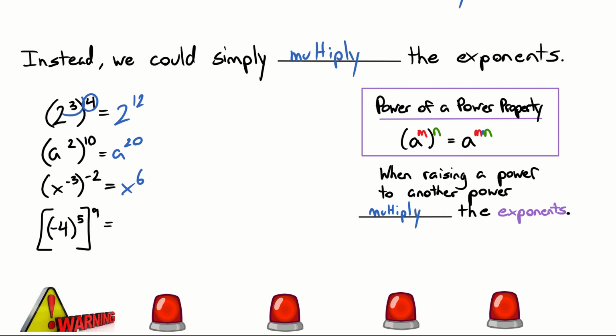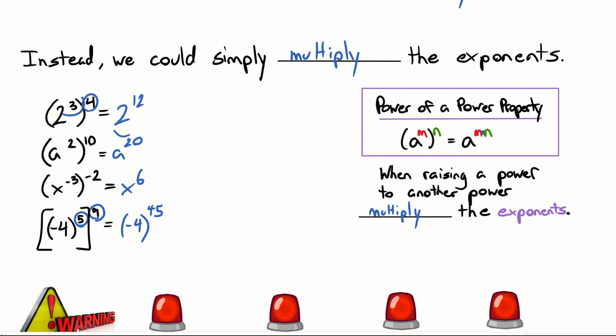Now, if the base is negative, big deal. The base stays the same as negative 4. But we've got to take the exponents, 5 and 9. So negative 4 to the 5th, to the 9th. 5 times 9, 45. Boom. We got him. You see, we were able to use this power of a power property to simplify all of these expressions.